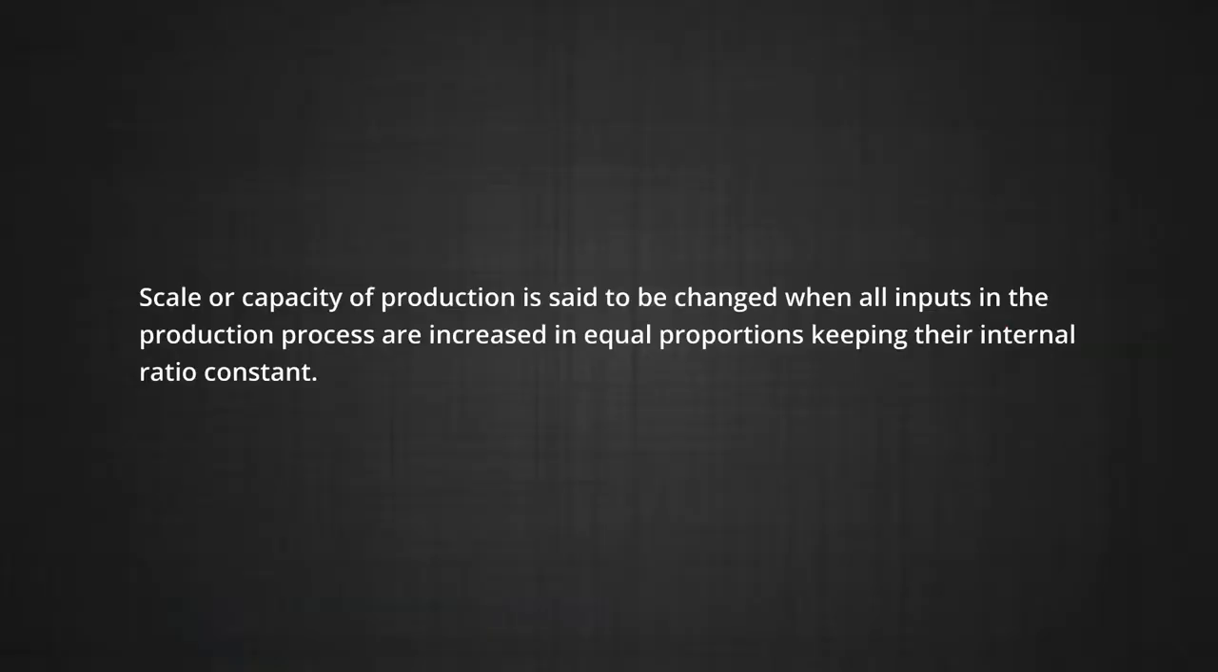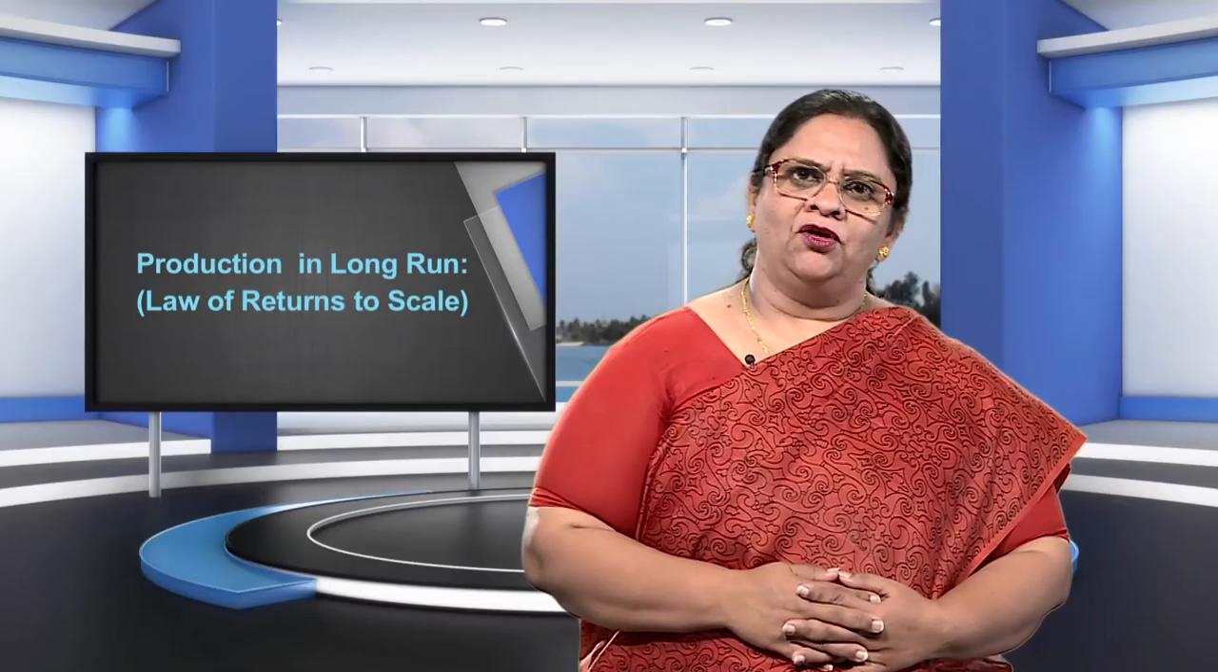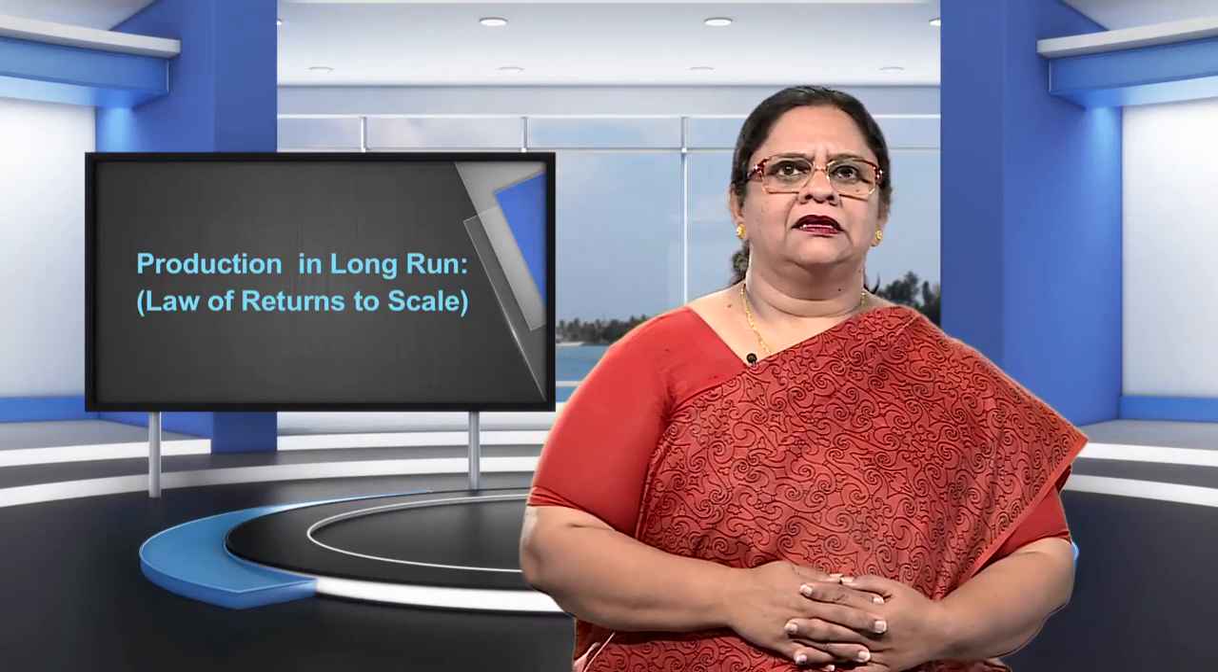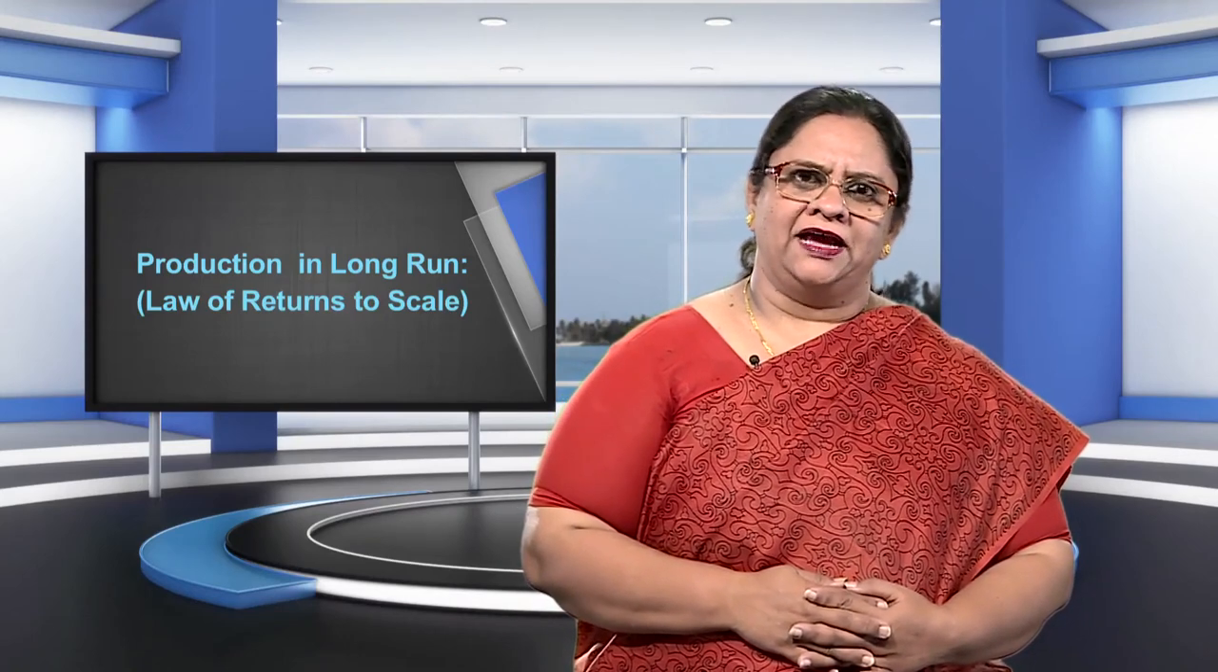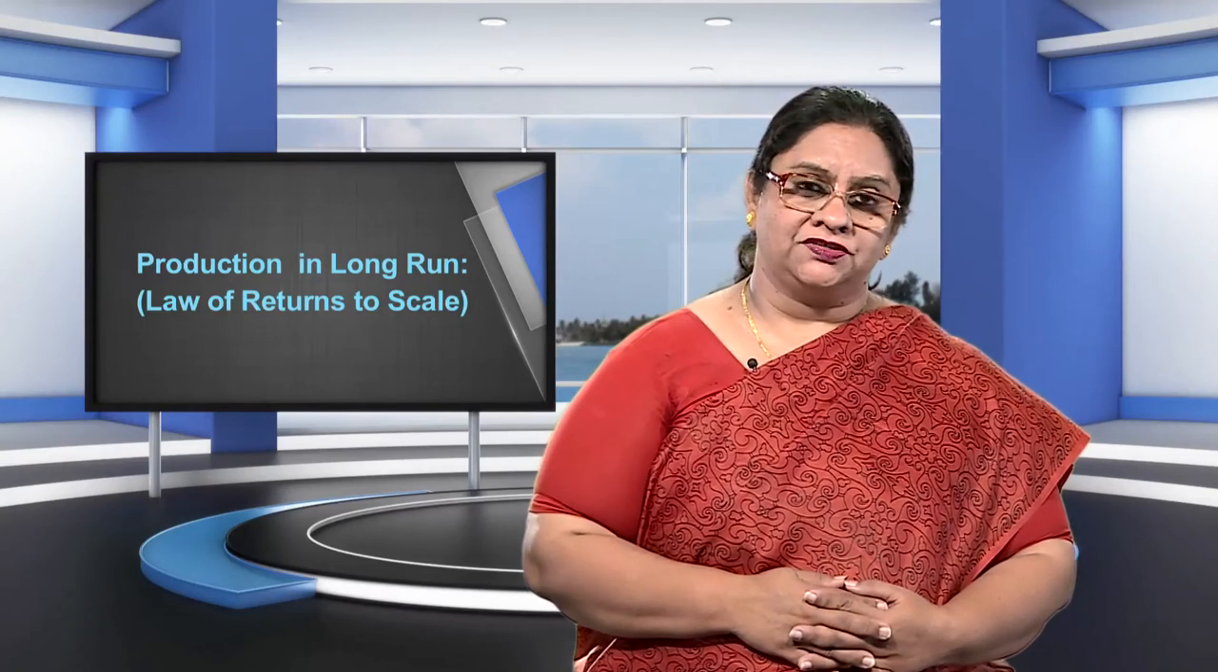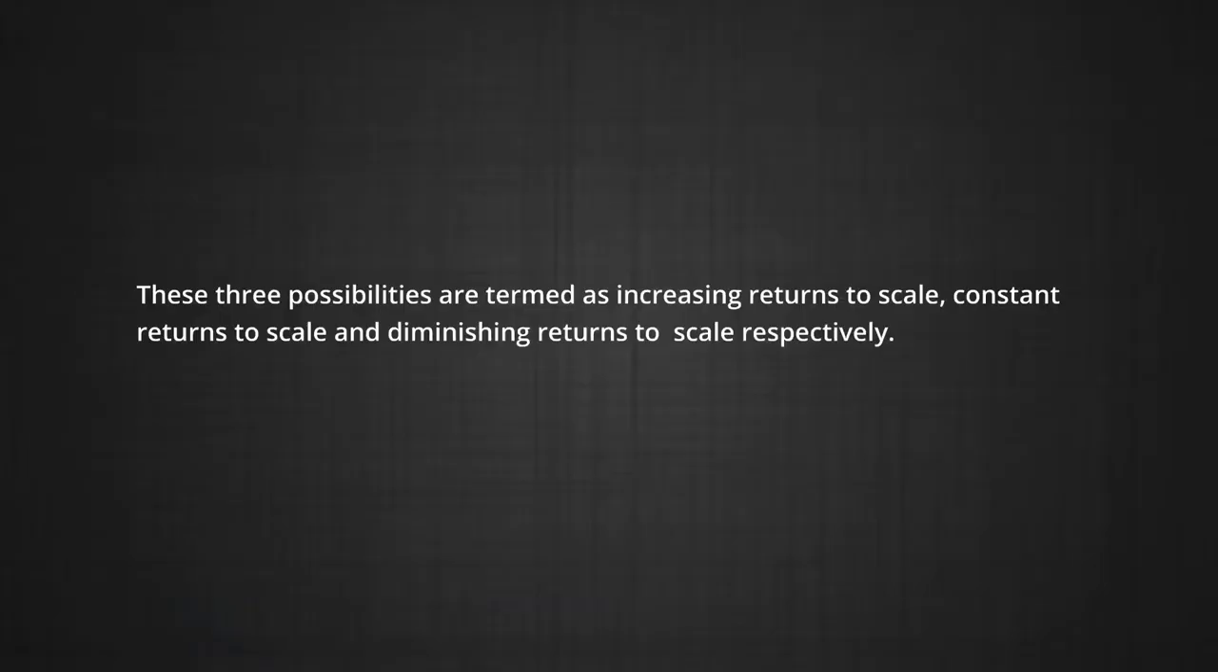The scale or capacity of production is said to be changed when all inputs in the production process are increased in equal proportion, keeping their ratio constant. When the scale of production is increased in order to increase the output, then the output increases either at an increasing rate or a constant rate or at a diminishing rate. These three possibilities are termed as increasing returns to scale, constant returns to scale, and diminishing returns to scale, respectively.